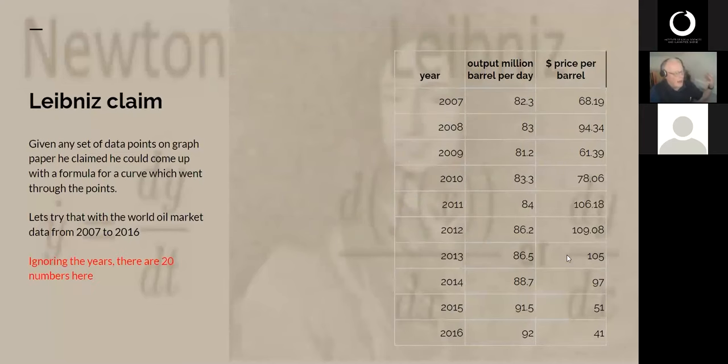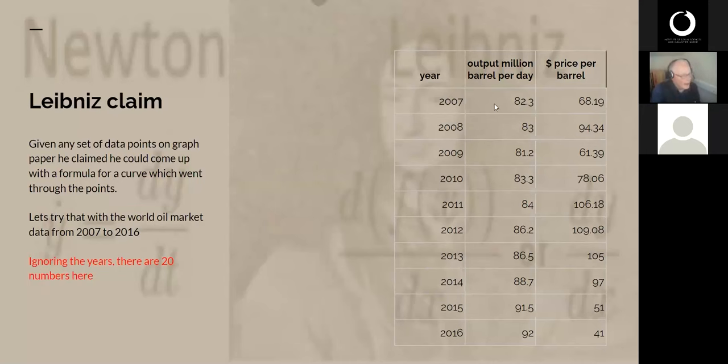Now, let's evaluate Leibniz's claim, or carry out a demonstration of Leibniz's claim. He says that given any data points on a graph, on graph paper, he could come up with a formula for a curve which went through the points. And I'm going to try that using the world oil market data. I just at random chose some readily obtainable economic data.